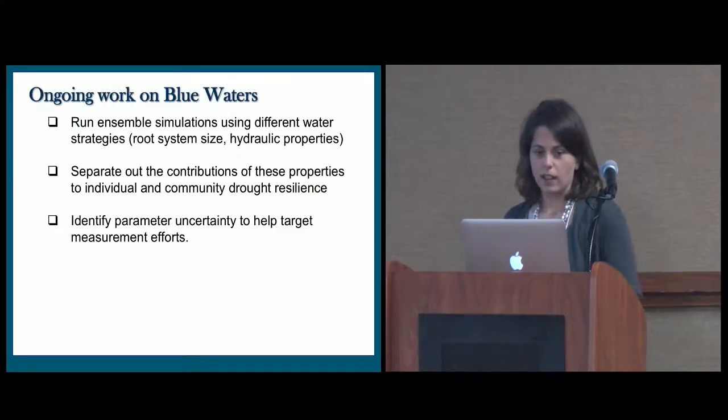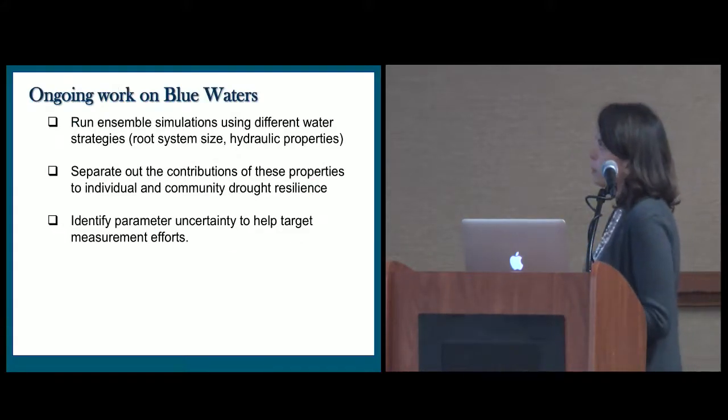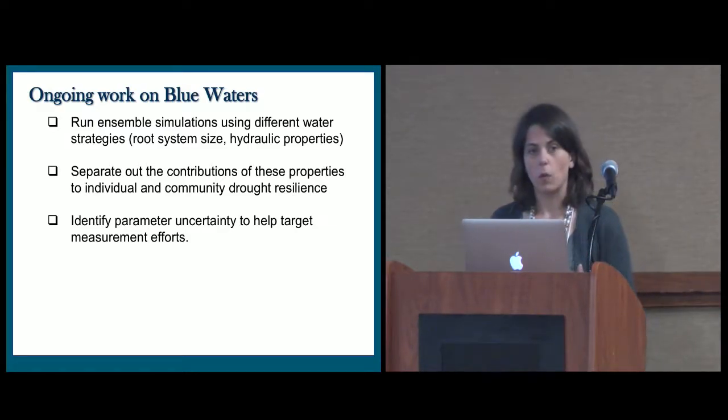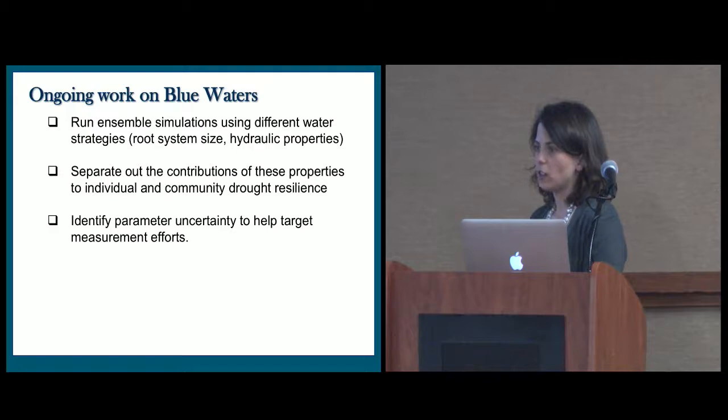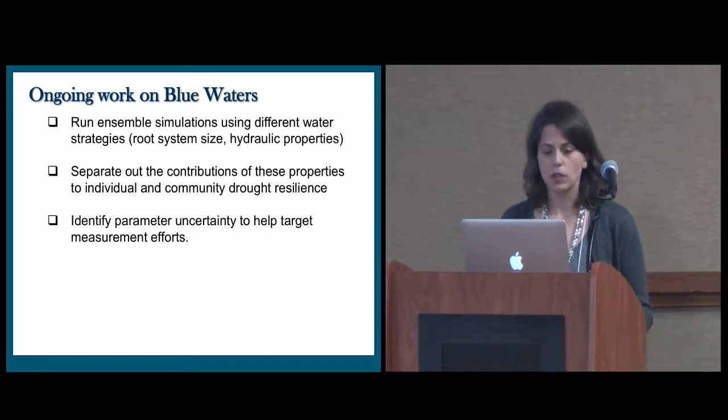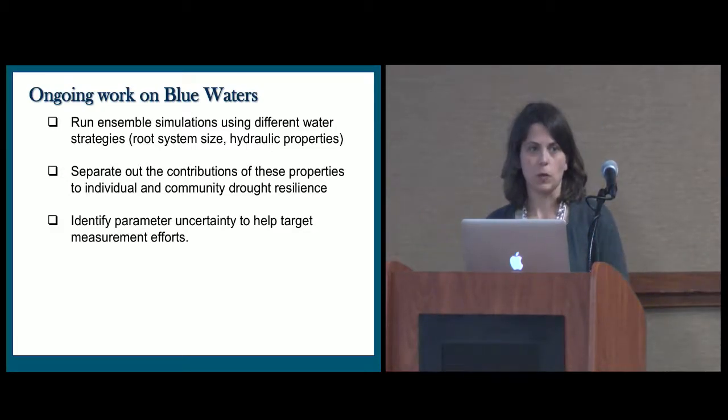Now, like I mentioned, this is still ongoing work, so right now my task is we're trying to do those ensemble simulations. We're going to be examining a lot of different water usage strategies, and some of those strategies are structural, just like the shape of the root systems. How deep do they go? How far do they go out? Also, hydraulic properties of the conductivity of the tissues, and like I said, how tolerant are they to water stress? And once we are able to do that, we hope to separate out the contributions of those properties to both individual drought resilience and also how it's going to affect the whole forest bulk evapotranspiration.